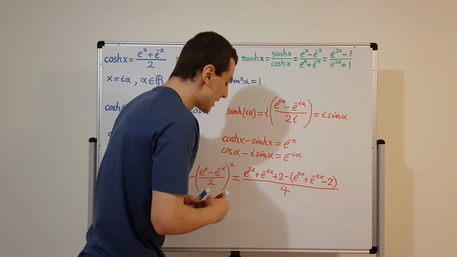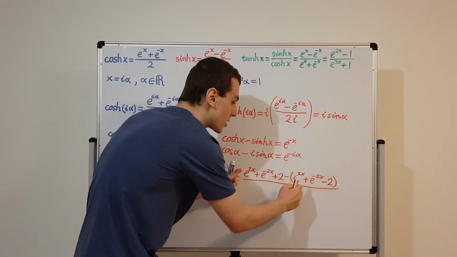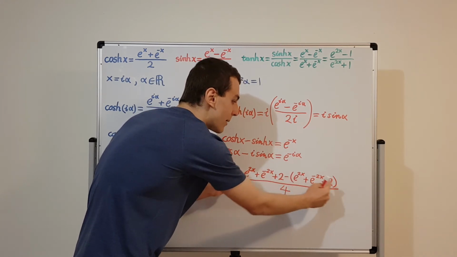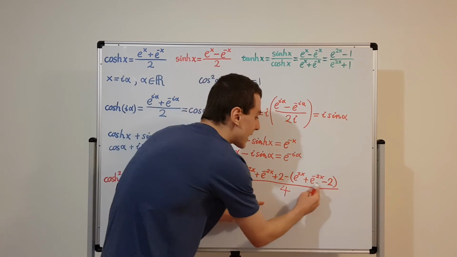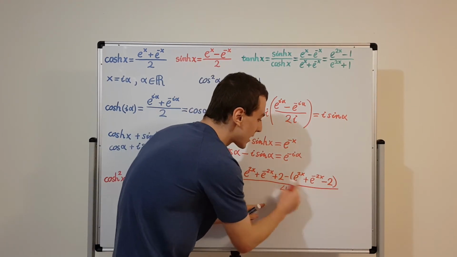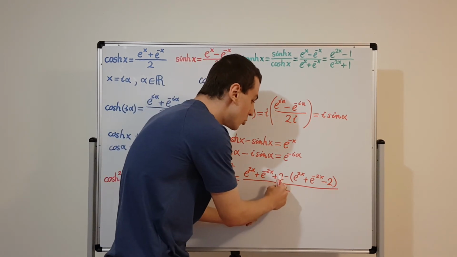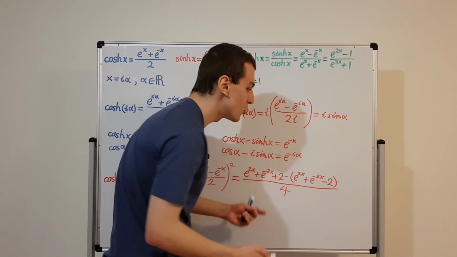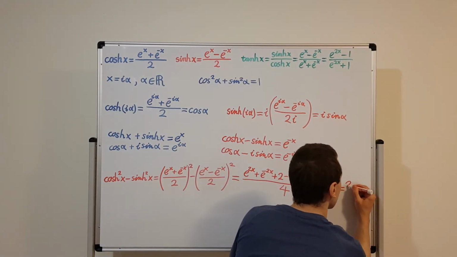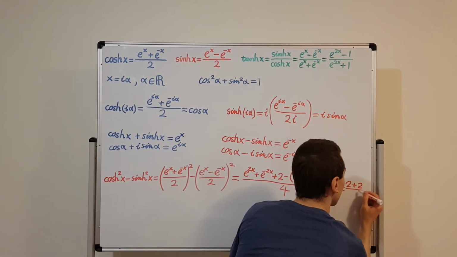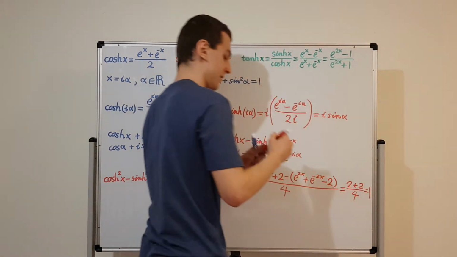And have a look at this. This guy, e to the 2x, is going to cancel with this guy over here. So we have a minus sign. If we distribute that minus sign, this guy cancels with this guy. This guy cancels with this guy. It's e to the minus 2x minus e to the minus 2x. And what's left? We have 2 minus minus 2. That's 2 plus 2, which is 4. So we're left with 2 plus 2, which is all over 4. And that is equal to 1.